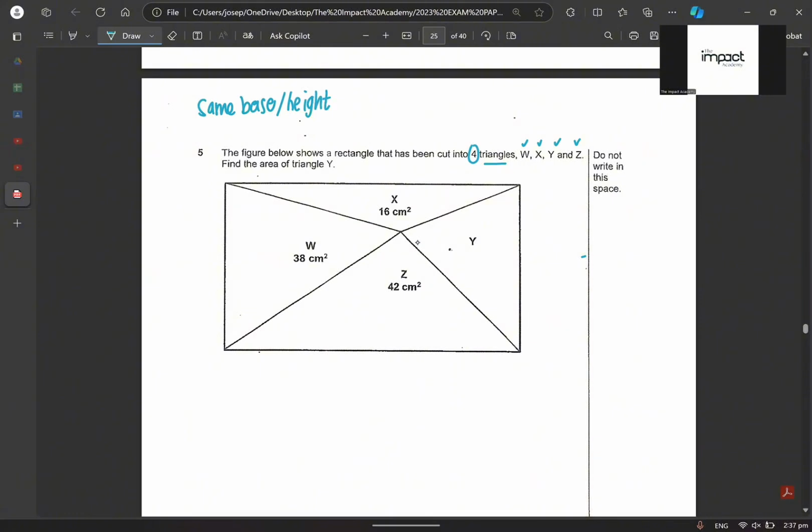Now, let's ask ourselves, what is the area of X? How do I find the area of a triangle? We always go half times base times height, true? From here, you can see that the height is this, the base is this. Let there be no confusion.